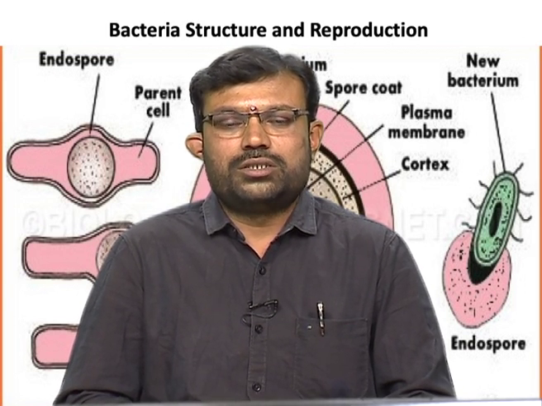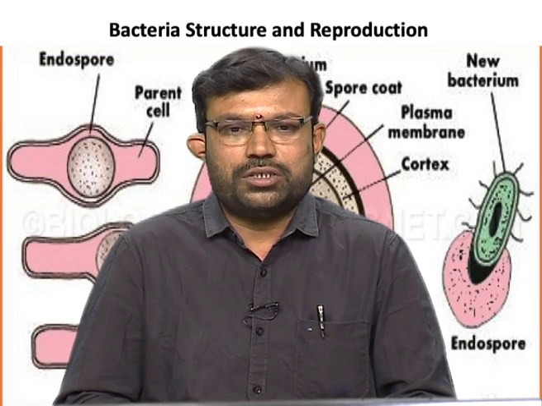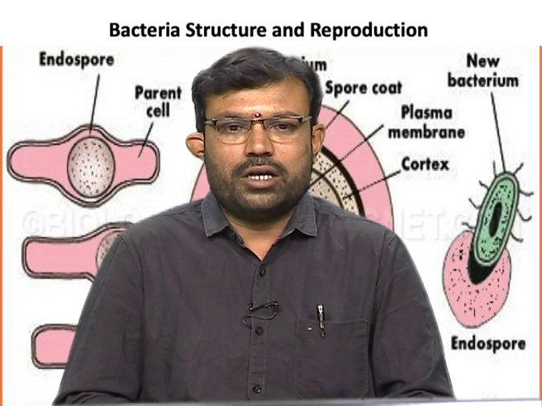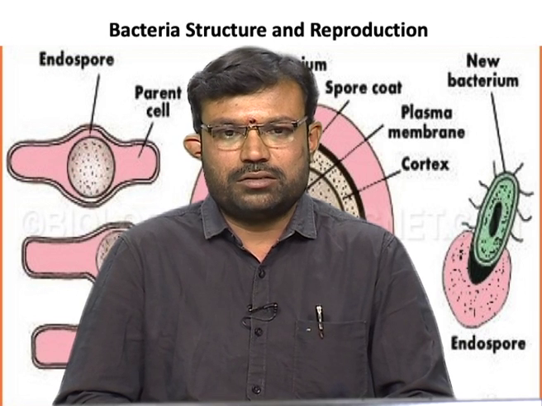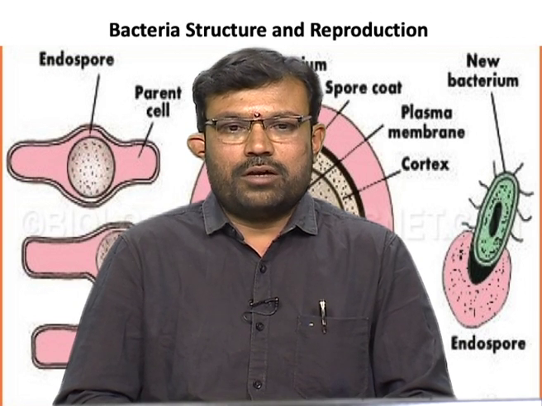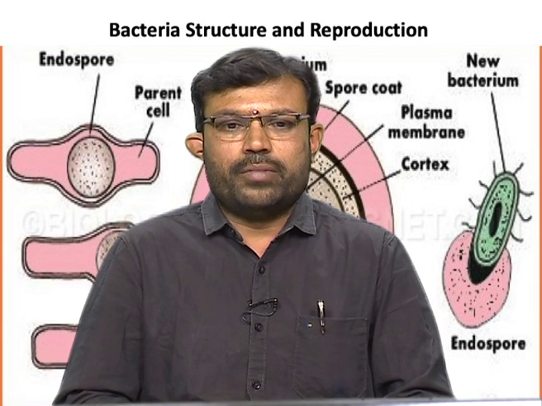The next, streptobacillus: a number of rod shaped bacteria joined one to another, forming a chain-like form. Another bacterium that is present is the polysaid bacterium.